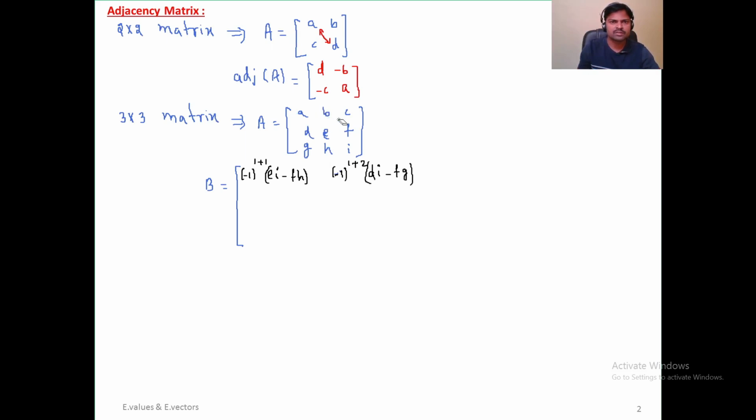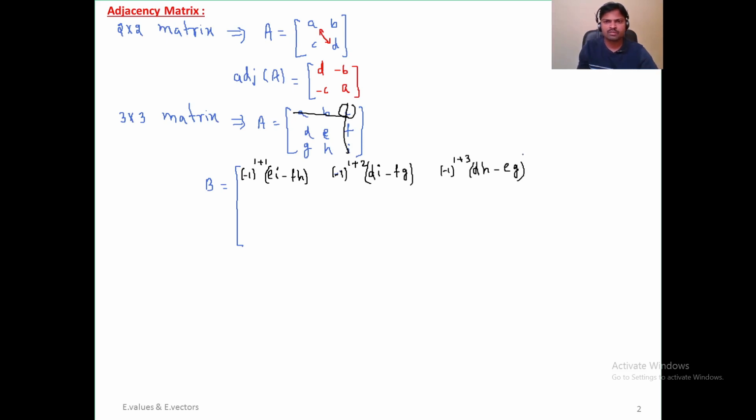Similarly, next one, with respect to c, we have to expand. Again, this column and this row will disappear, and this determinant we need to write. Minus 1 whole to the power of the address of c, which is in the first row and third column, 1 plus 3. And the determinant is d into h minus e into g. Like this, so it is over.